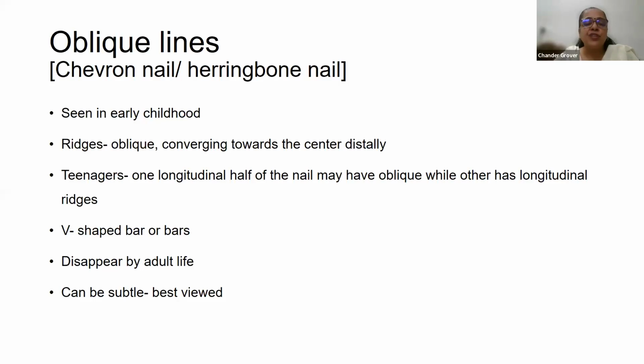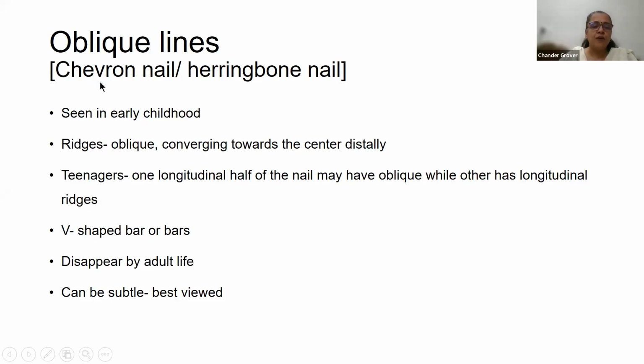Oblique lines, chevron nails or herringbone nails. These are the alternative terms. All along, we have talked about only longitudinal lines starting from the matrix going to the end. Whereas you can have oblique lines seen especially in early childhood. These oblique lines or the chevron nail is again a physiological phenomenon, and it normalizes over a period of time when the matrix keratinization normalizes.